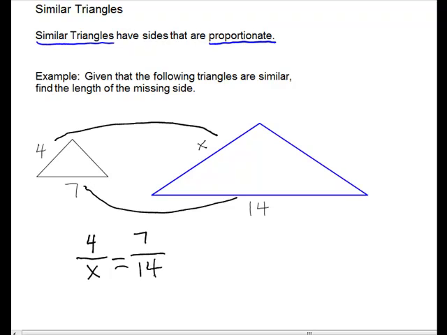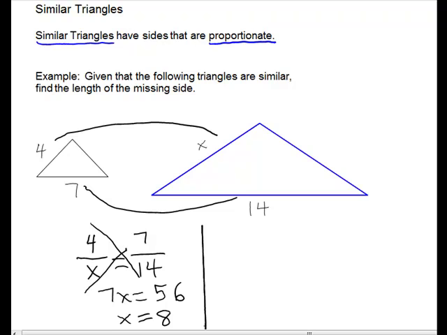Once you have a proportion, you can solve for the missing side. So we'll go on our diagonals, multiply, we get 7x equals, on the other diagonal, 4 times 14, 56, and then divide by 7. So we get x equals 8.